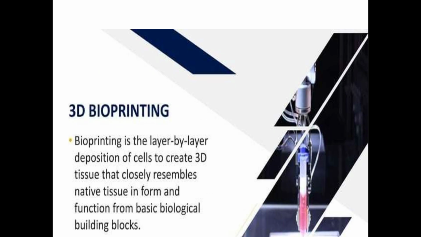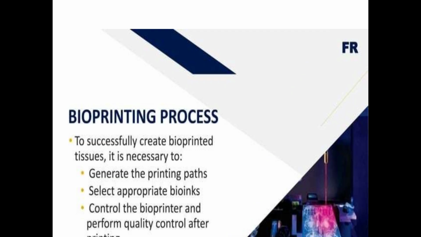3D bioprinting is nothing but, as we have the organs, we have different layers in the organs. As we study in anatomy, in the same manner we prepare or print layer by layer by deposition of the cells to create a three-dimensional structure that closely resembles the normal organ, and it carries out the basic biological function like a normal organ. For example, if you are preparing a heart, it should function like a normal heart, or if it is a liver, it should function like a normal liver.